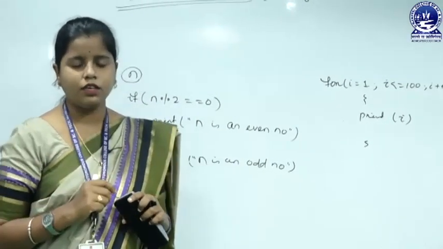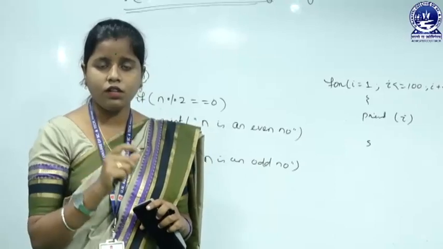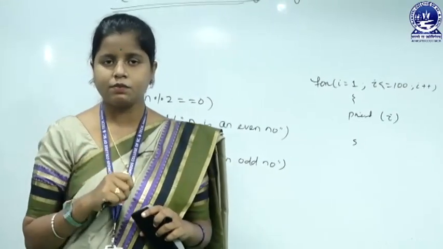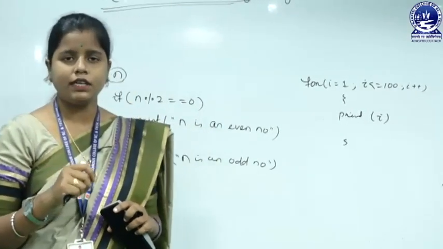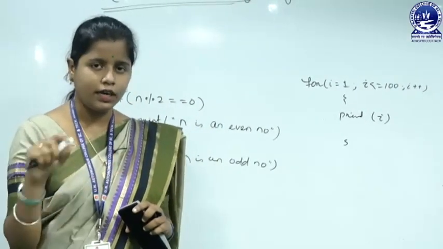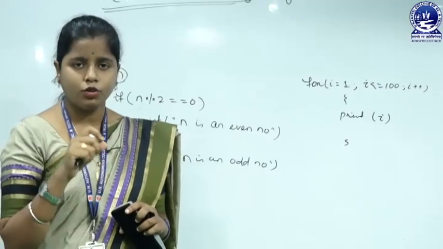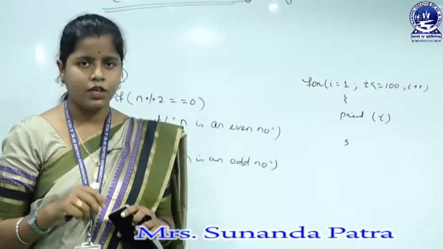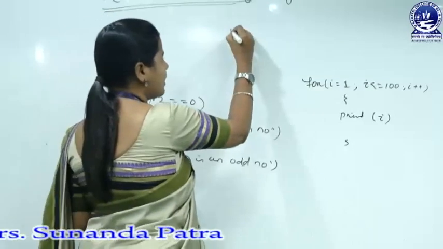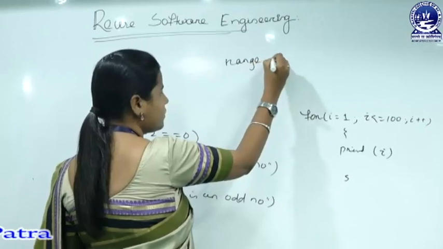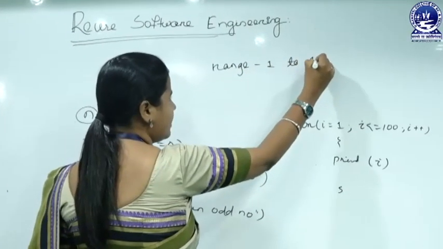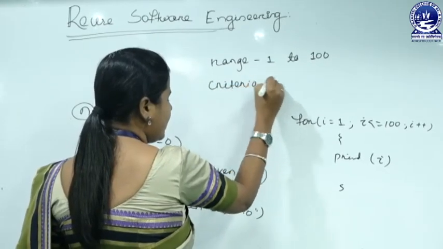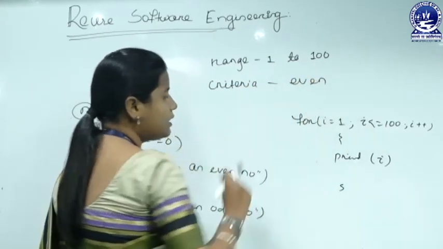Now, I am asking you to print all the even numbers present between 1 and 100. So, what is my requirement? The requirement is to print 1 to 100, but what to print? To print the even numbers that are present in 1 to 100. So, our range is 1 to 100, and what is our criteria? Our criteria is that we have to print only the even numbers.